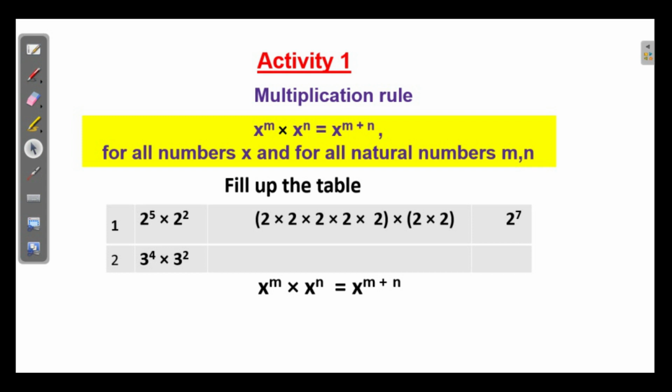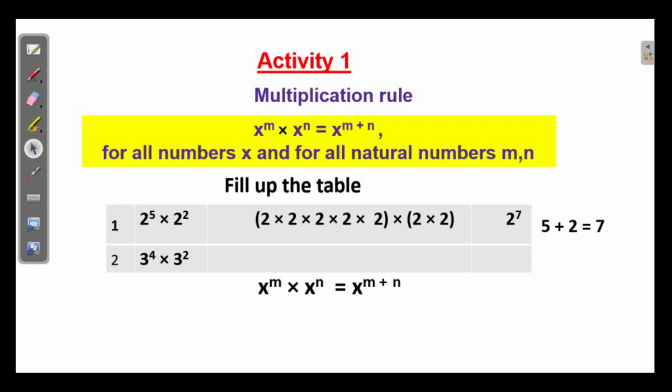Fill up the table. The first one is 2 raised to 5 into 2 square. Without these steps, we can write it as 2 raised to 7. How? The exponents are 5 and 2, and 5 plus 2 is equal to 7. So x raised to m into x raised to n is equal to x raised to m plus n. 2 raised to 5 into 2 square is equal to 2 raised to 5 plus 2, which is 2 raised to 7.